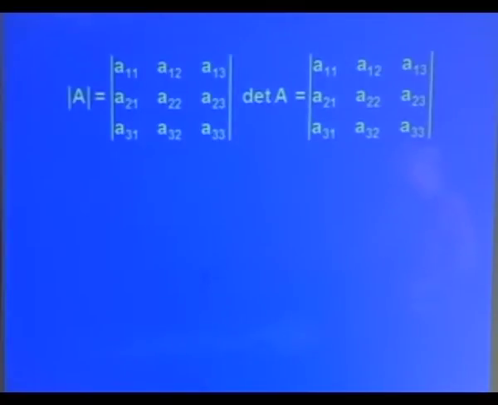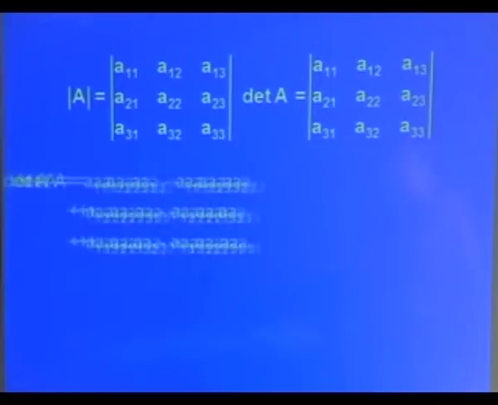Now, a similar concept is used for defining the determinant of a third order matrix. So, if I have a third order matrix as A11, A12, A13, A21, A22, A23, A31, A32, A33, then we can denote it by this symbol where A is the 3 by 3 matrix, or I can write it as determinant A, or I can write it like this.